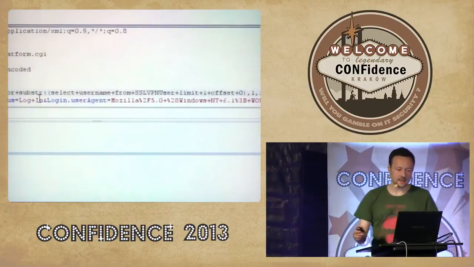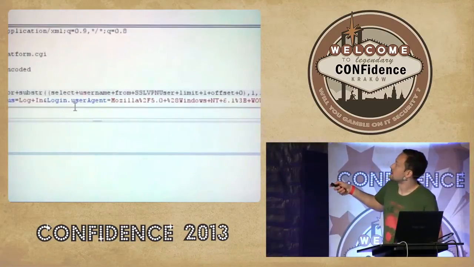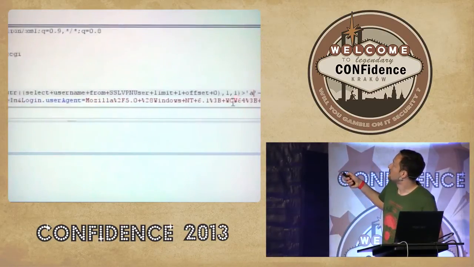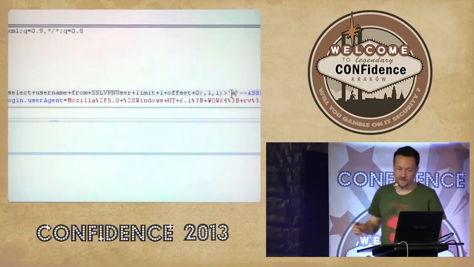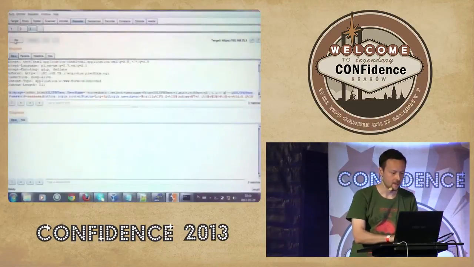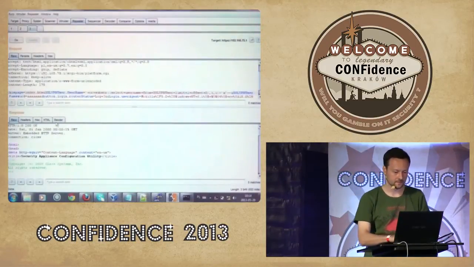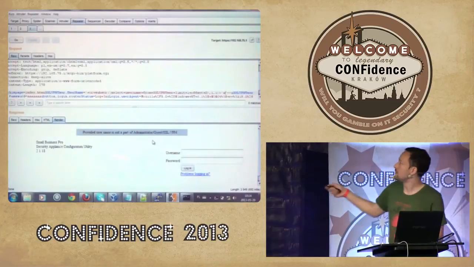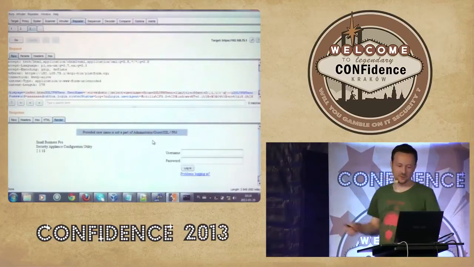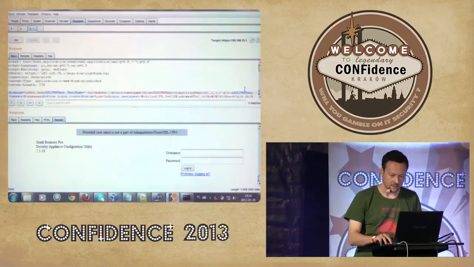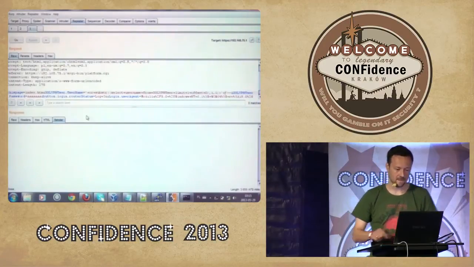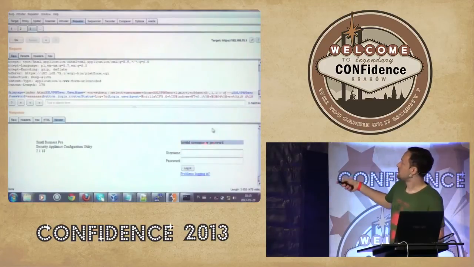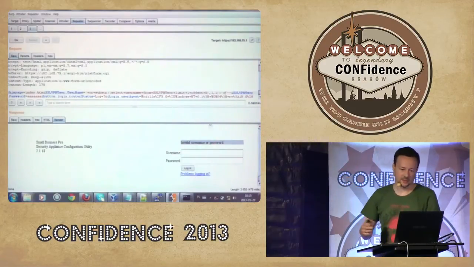So for example, let's see if the first letter of the first username is greater than A. Go. We have this other error message, so it's greater than A. Let's see if it's greater than, for example, C. We have this error message, so it's not greater than C.